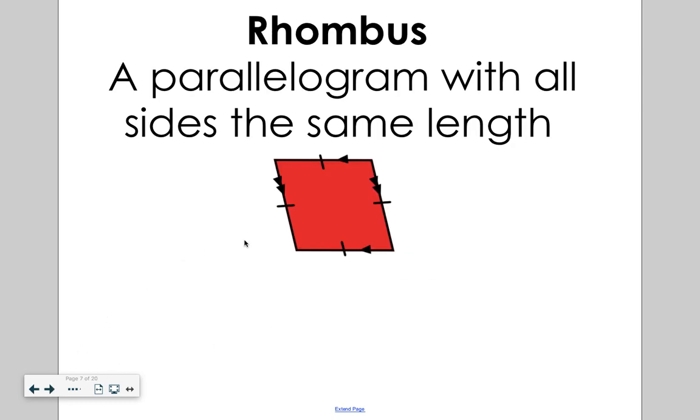A rhombus. Now, I often have third graders say to me, a rhombus is a slanted square. But what that really means is it's a parallelogram where all sides are the same length. So it's just like a square, but the angles are different. The rhombus can have 90-degree angles, but does not have to. As long as it's a rhombus, it just needs to have sides with the same length.